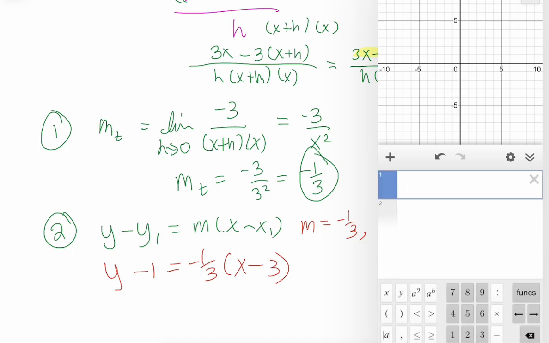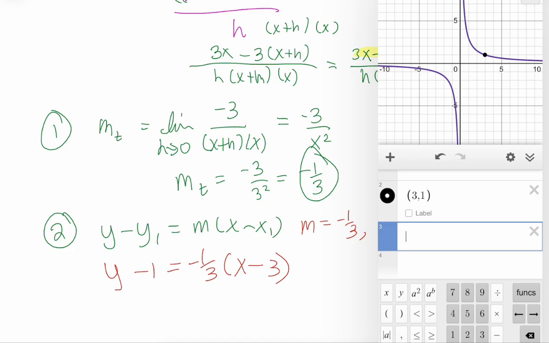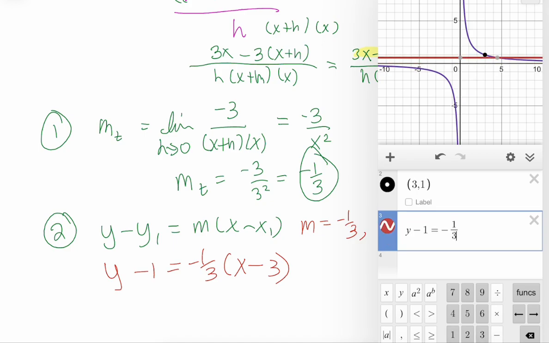We're going to put in the original equation, 3 divided by x. Great. Put in your point, 3, 1. It hits there, great. Now put in the equation of the tangent line. I'm going to type this in: y minus 1 equals my m, negative 1/3, times the quantity of x minus 3. Sorry, I'm not good at typing in this thing.